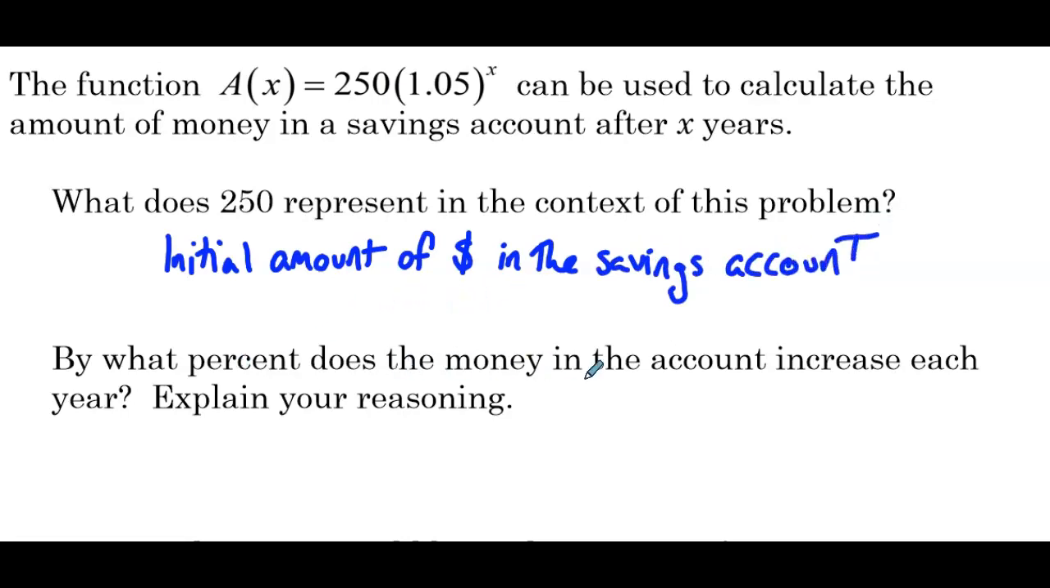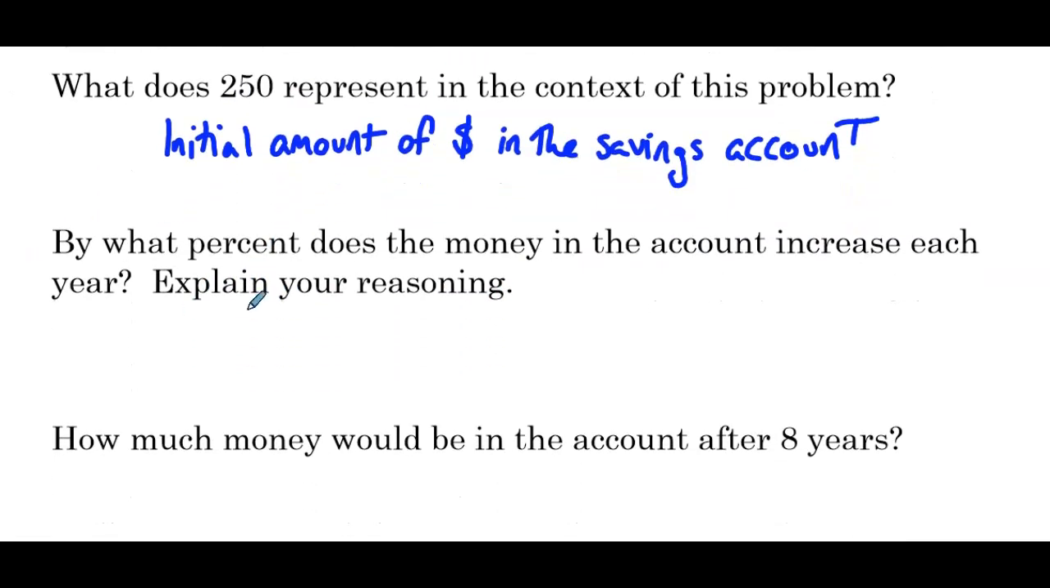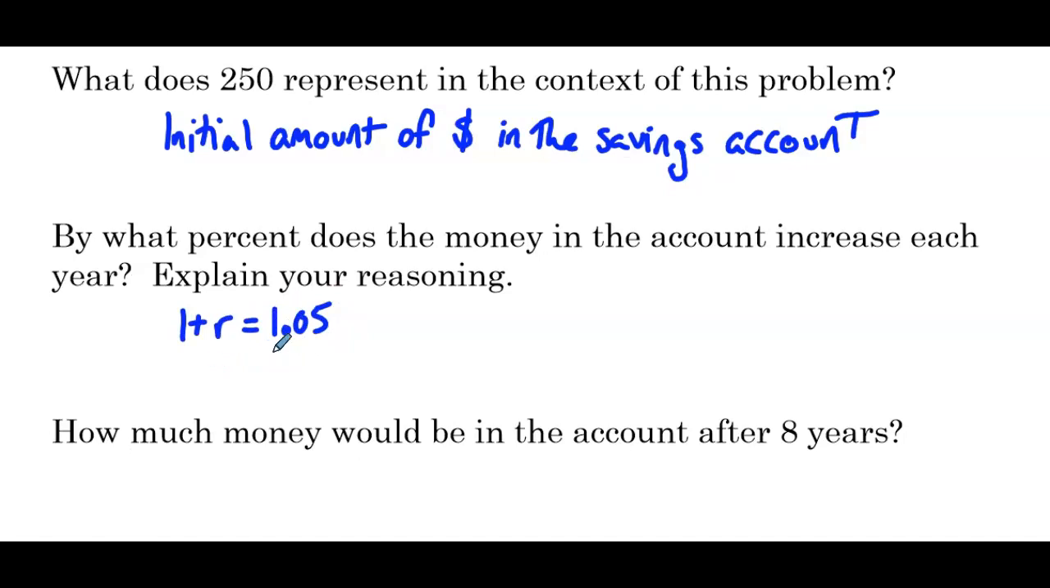Okay, by what percent does the money in the account increase each year? And explain your reasoning. Well, we know that the base of the exponential function in a growth or decay problem is equal to 1 plus r. So 1 plus r equals 1.05. So we can subtract 1 from both sides of our equation. So r equals 0.05. Now remember, we need a percent. So 0.05 as a percentage is 5% increase. Okay, so this account has a 5% increase or growth each year.